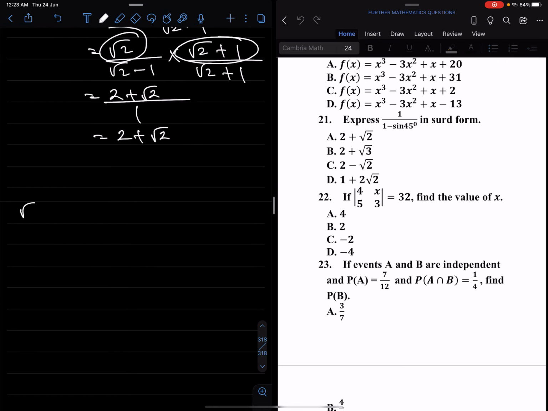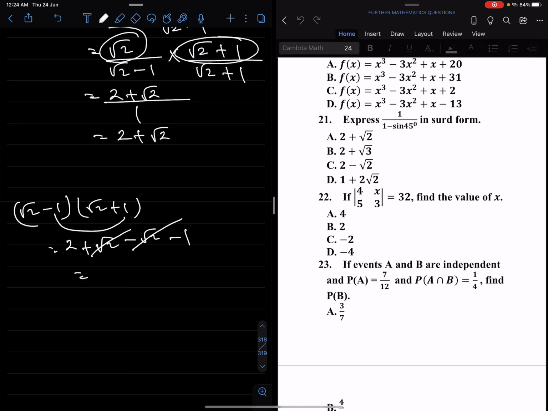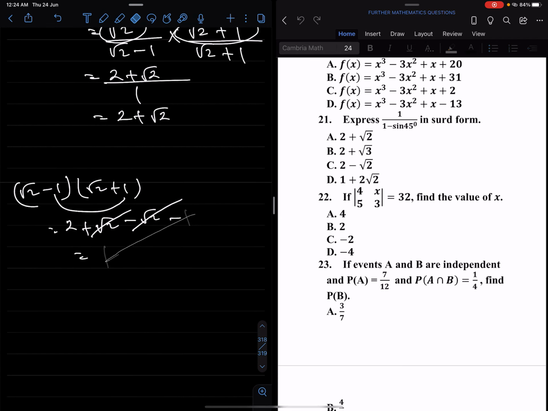Maybe we should check that. Root 2 minus 1 times root 2 plus 1. Root 2 times root 2 is root 4, which is 2, plus root 2 times 1, which is root 2. And now minus 1 times root 2 is minus root 2. And minus 1 times 1 is minus 1. So that means root 2 minus root 2 is 0, and 2 minus 1 is 1. So that's correct.